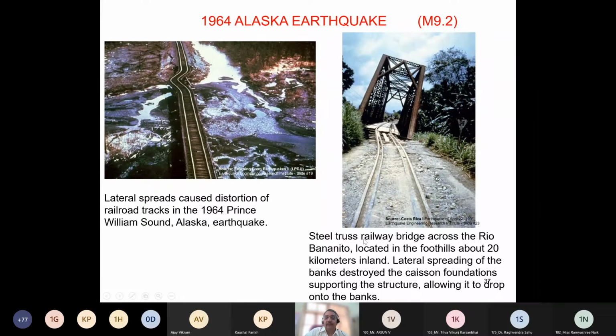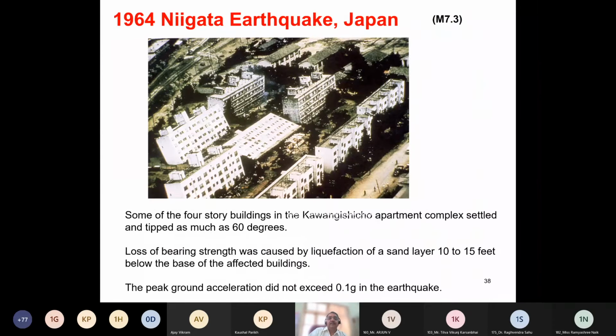The right hand side shows the steel truss railway bridge across the Rio Bananito, located in the foothills about 20 kilometers inland. Lateral spreading of the banks destroyed the caisson foundation. The caisson foundation supporting this structure has been destroyed, allowing the bridge to drop onto the banks.